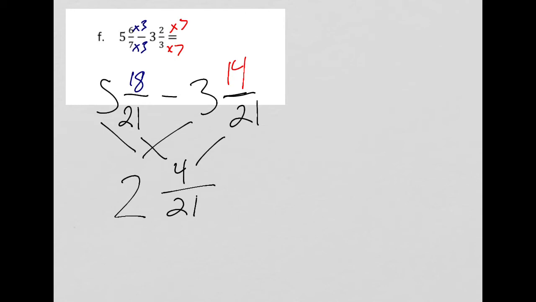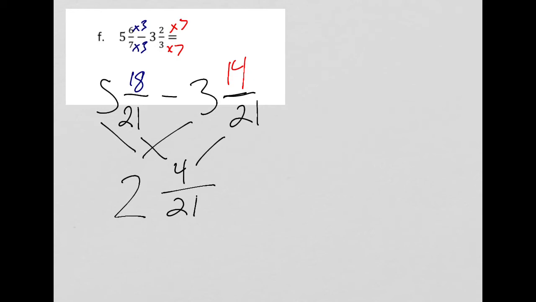Think about it as when you are lining up decimals to do subtraction. You always start with the smallest piece first so you can borrow if needed. So we always subtract the fraction pieces first before we subtract the wholes. So 18 minus 14 is 4, so it's 4/21. And then 5 minus 3 is 2.